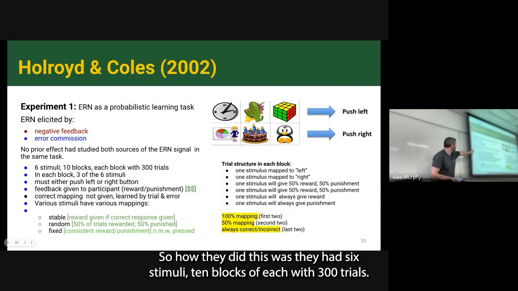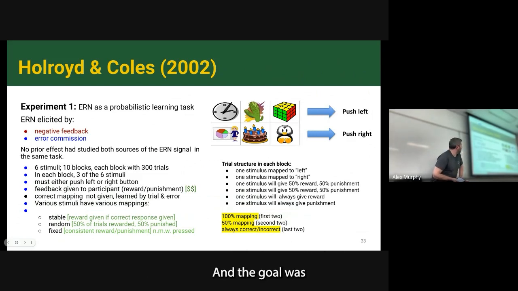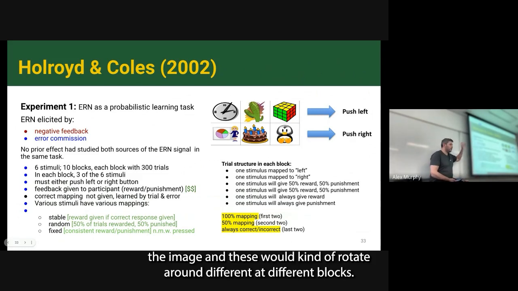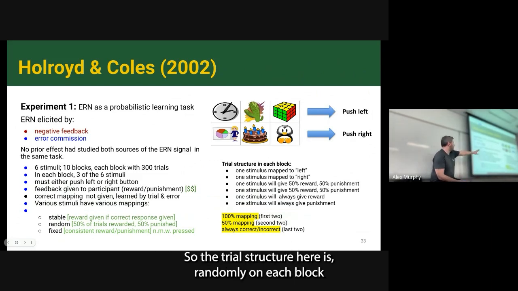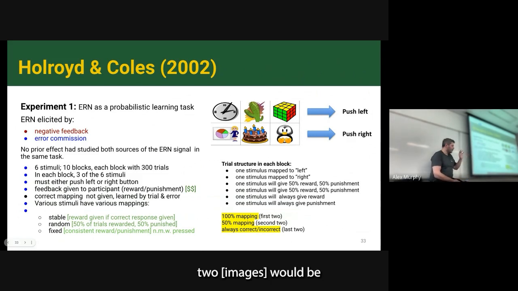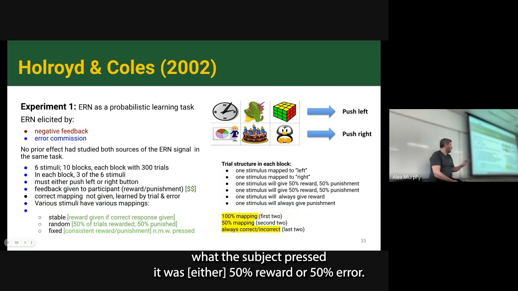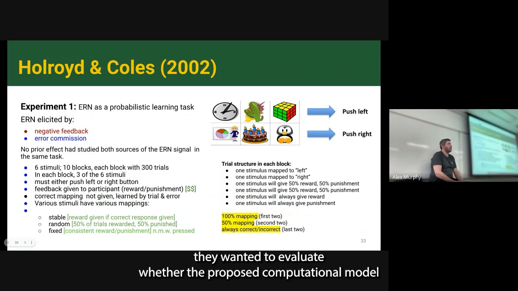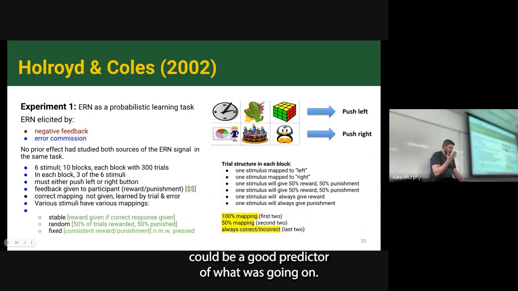So how they did this was they had 6 stimuli, 10 blocks of each with 300 trials. The goal was that you would need to press left or press right, depending on the image. And these would rotate around different blocks. So the trial structure here is randomly on each block, 1 image would be associated to press left, 1 would be press right, 2 would be associated to the condition where it didn't matter what the subject pressed. They were 50% reward or 50% error. And in the final 2, again, it doesn't matter what the participants pressed. They would always either receive a reward or not receive a reward. And by modulating those conditions and measuring the ERN, they wanted to evaluate whether the proposed computational model could be a good predictor of what was going on.